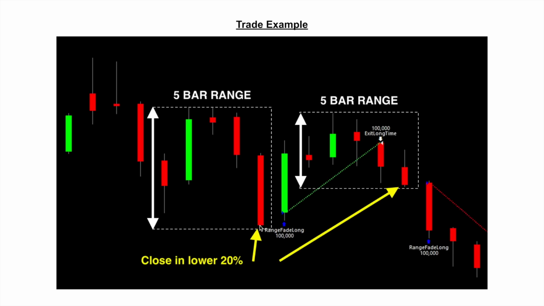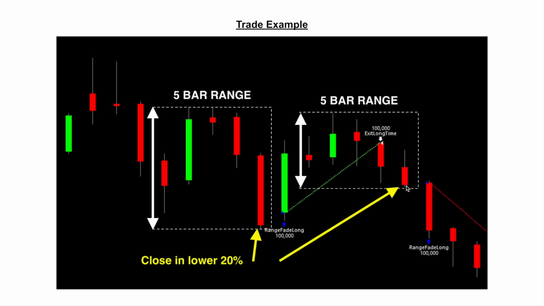And the close is here. I've actually set this strategy to only take trades in the lower 5%, just so it makes it clearer for this demonstration. So the close here is within that lower percentage threshold, and then we buy next bar at open, you see there. And we've exited after just n amount of bars, 1, 2, 3, 4, and then we exit at the open of the next bar.